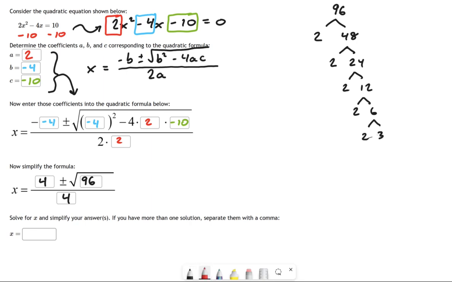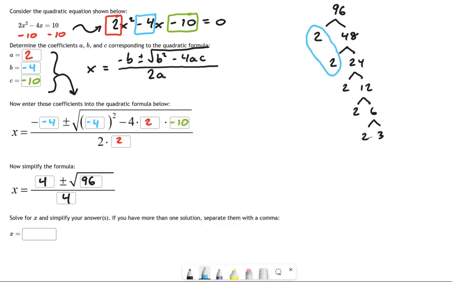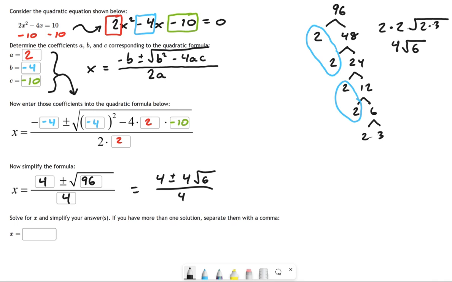And you can see I have a little bit of a preference here for doing the lowest prime that I can. There's a pair of 2's, there's a pair of 2's, and now I'm stuck. So that means this thing will simplify to 2 times 2 times the square root of 2 times 3. So each of the pairs made a 2 on the outside. 2 times 3 is left inside, which means this is just 4 square root 6. So that's what I've got here. This is going to be 4 plus or minus 4 square root 6, all divided by 4.